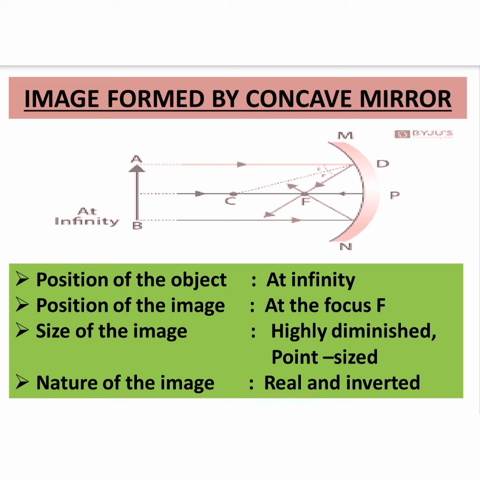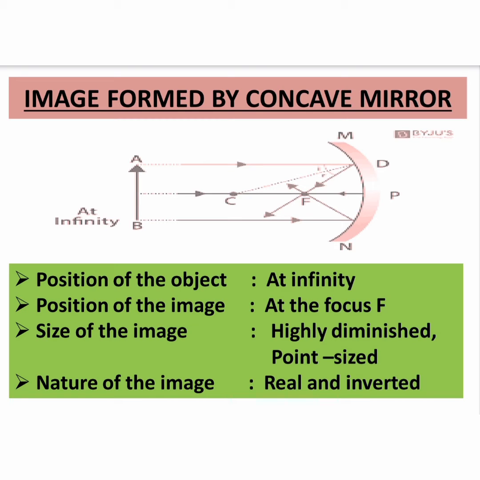At infinity, the object is placed at infinity, while the image is obtained at F, the principal focus F. Capital letter F represents the principal focus. Principal focus is a point where all the rays converge on the principal axis. So the object is placed at infinity and the image is obtained at the focus F.